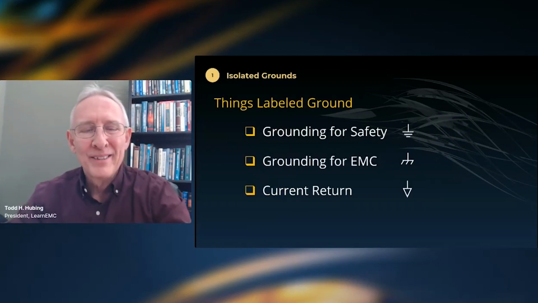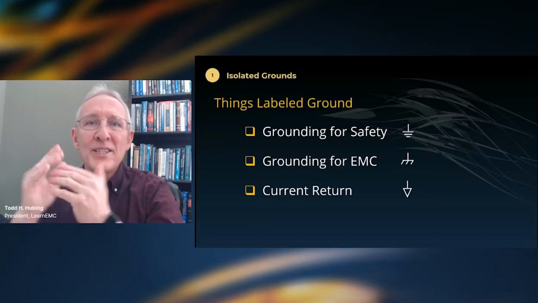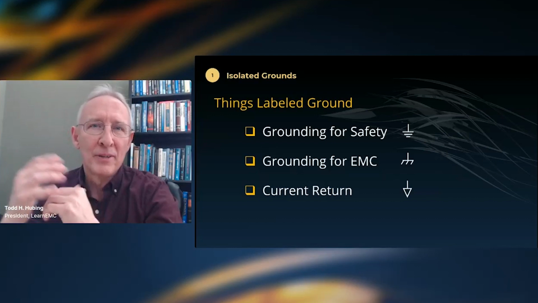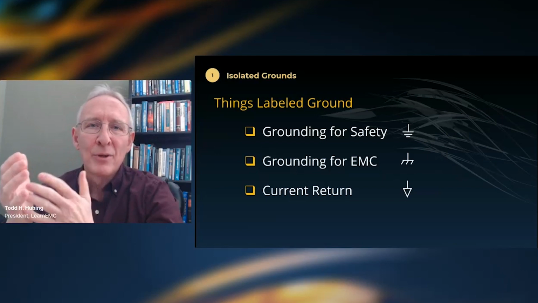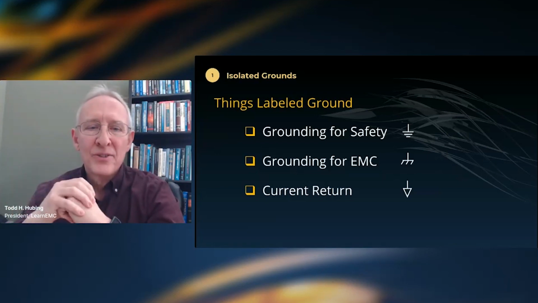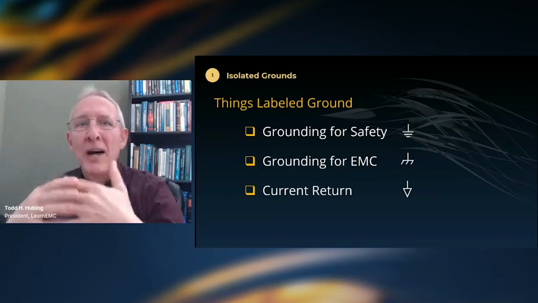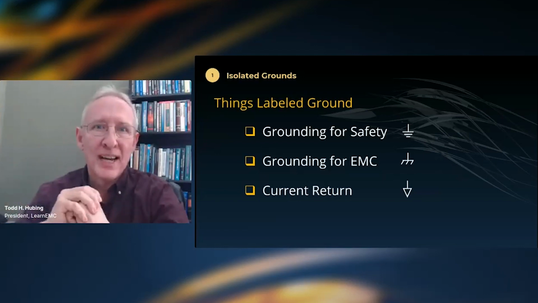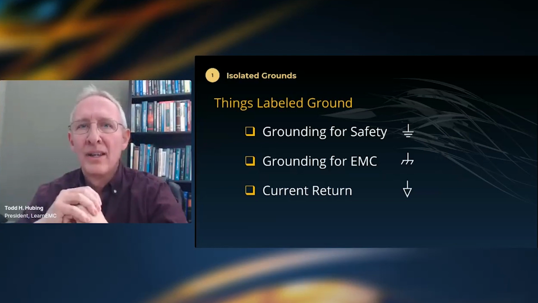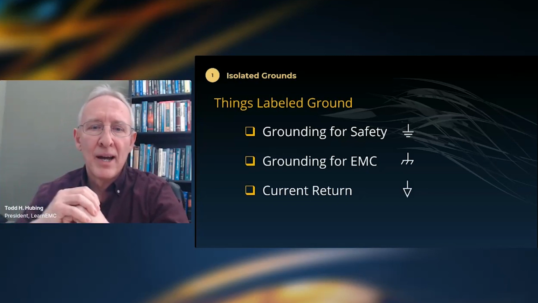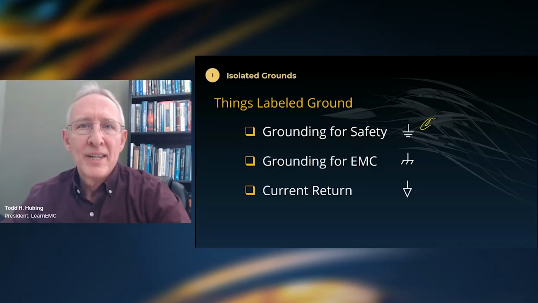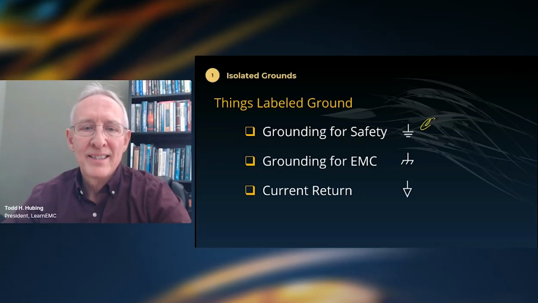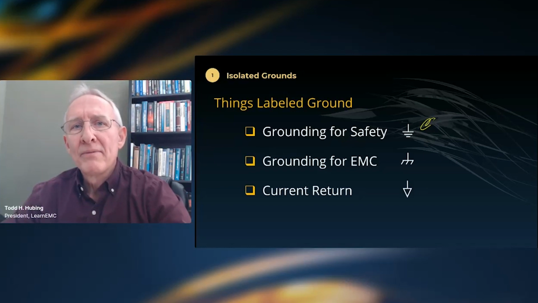So I want to talk about that a little bit. First of all, one of the reasons we have so many of these symbols is because there's a little bit of confusion about what ground is. And that's because we label different things ground. So we have safety ground. We ground products for safety reasons all the time, which has nothing to do with electromagnetic compatibility. That's a safety requirement, but we still label those things ground. And typically the symbol we should be using for an earth ground type situation is that symbol. And then we do grounding for EMC.